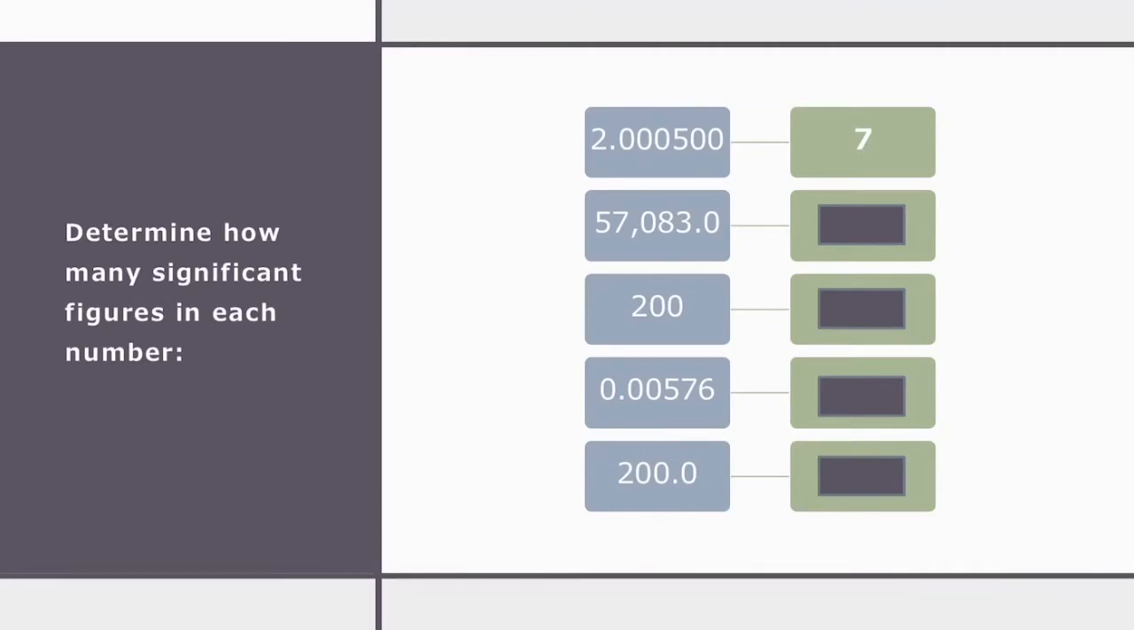Let's go to the next one. I'm going to draw my box around all my non-zero digits. And I have a decimal, so this gets a box as well. So again, they're all significant. 1, 2, 3, 4, 5, 6.